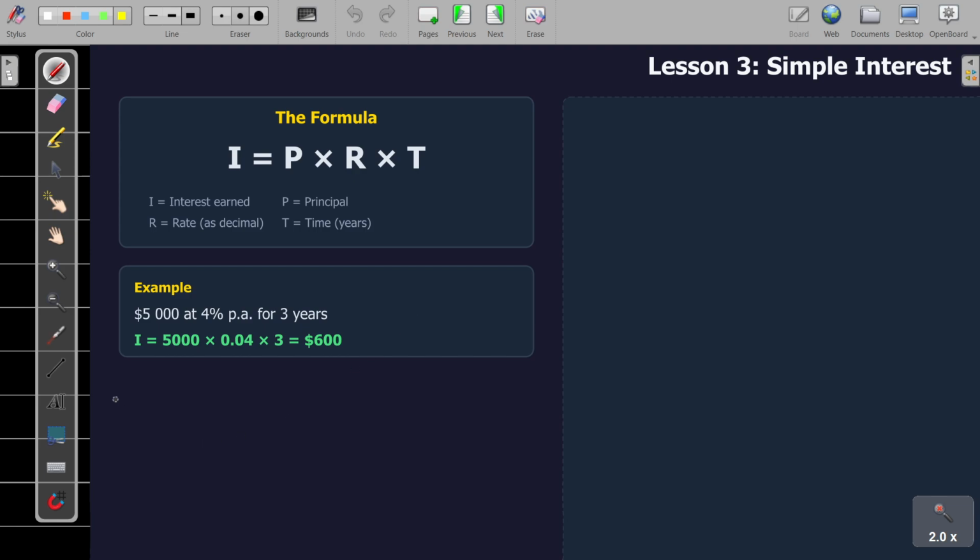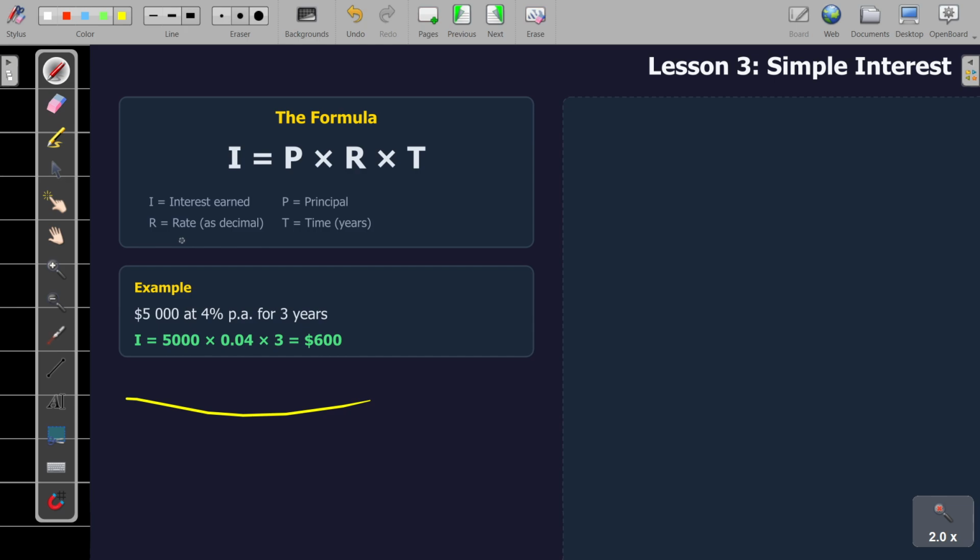So we have the example right here. We want to invest $5,000 at 4% PA for 3 years. So you're investing $5,000 at a rate of 4% PA, per annum, which is Latin for per year, for 3 years. So let us write the formula first.